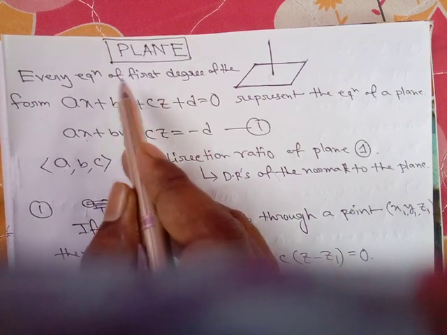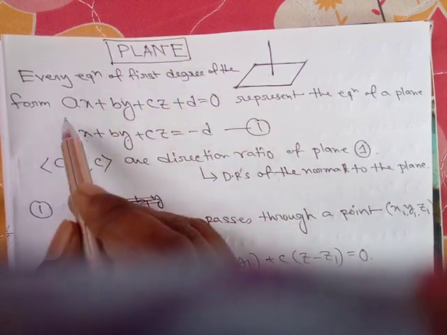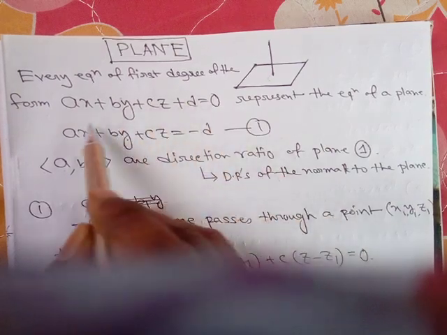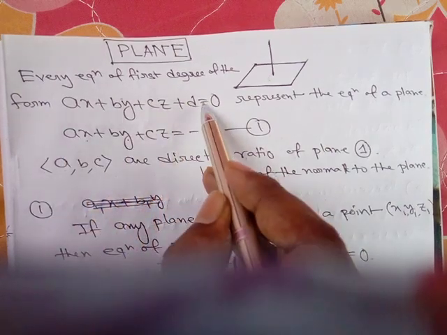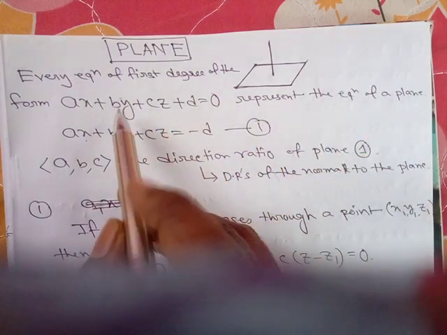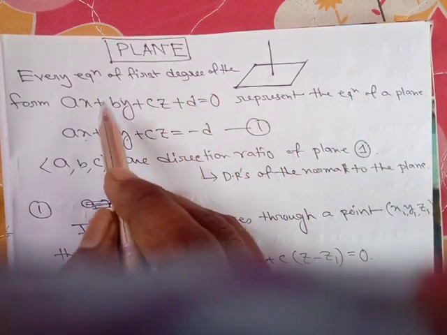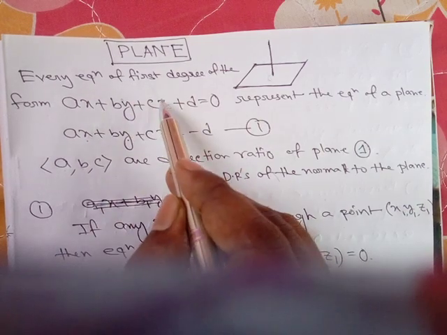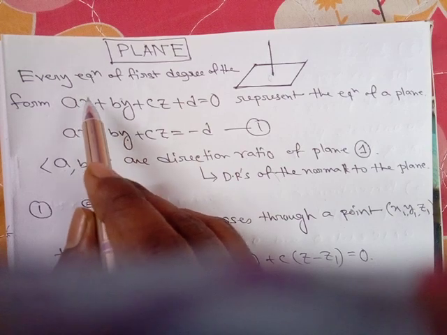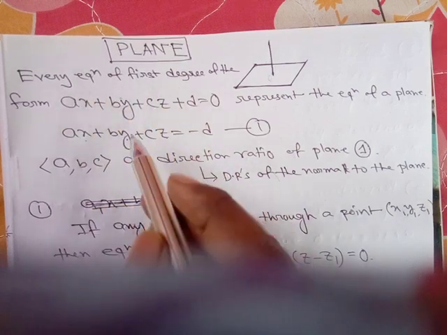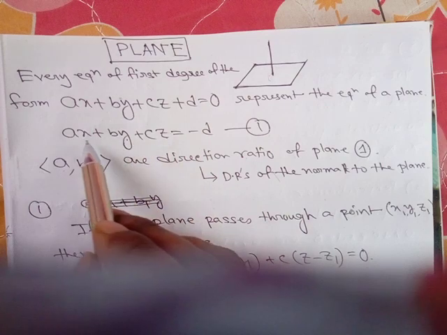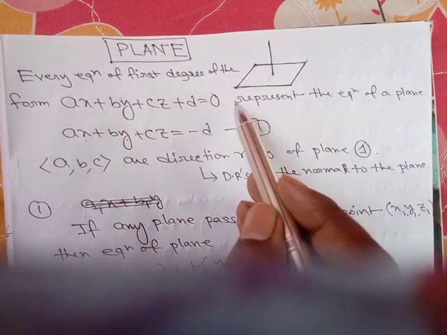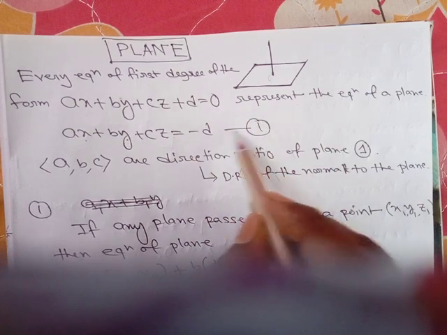Every equation of first degree of the form ax plus by plus cz plus d equal to 0 is the basic equation of a plane. Why is it first degree? Because the power of x is 1, the power of y is 1, and the power of z is also 1, so the degree is 1. Now ax plus by plus cz equals minus d, if you bring d to the right-hand side. So this is equation number 1.